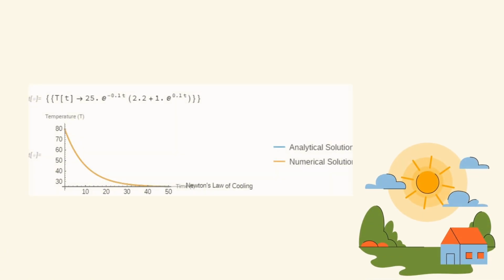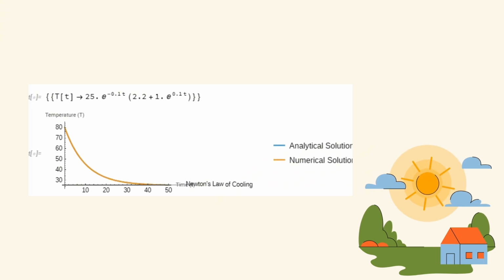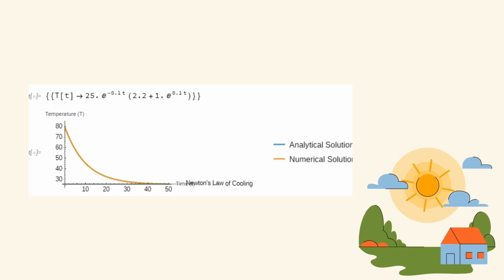From the graph, we observe that the object temperature decreased exponentially over time, eventually stabilizing at the ambient temperature of 25 Celsius. The alignment of the blue and orange lines shows that the numerical method provides a highly accurate approximation of the exact analytical solution, validating the accuracy of the model and its implementation.